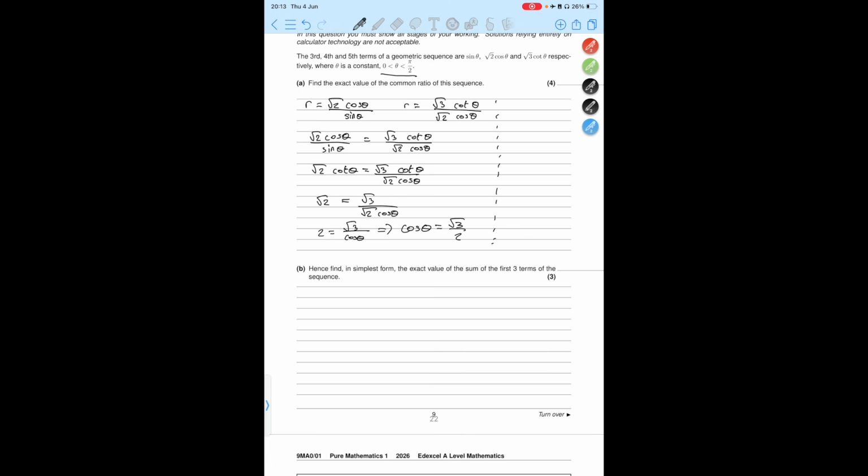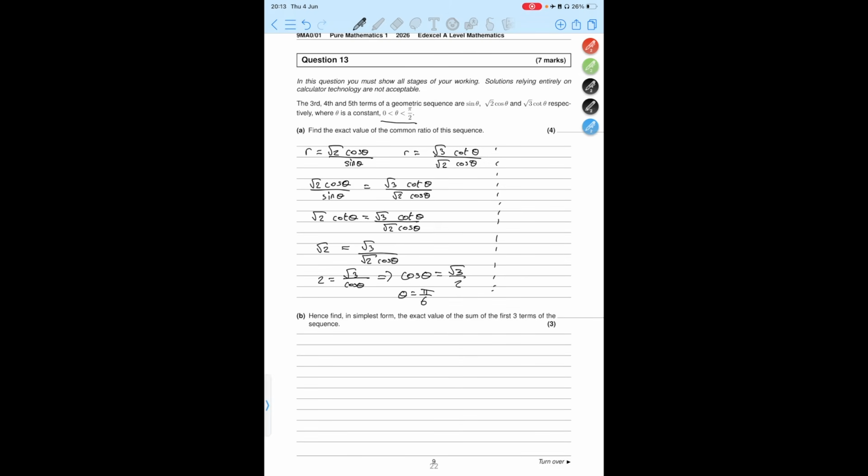Now we should know that this occurs when theta equals pi over 6. So if theta is equal to pi over 6, we can just sub that back into our equation to say r is equal to root 2 cos pi over 6 over sine pi over 6. So that you get root 6 as your common ratio of the sequence.